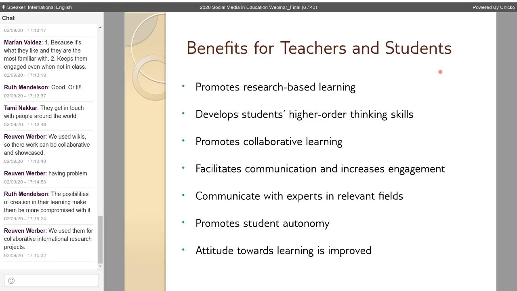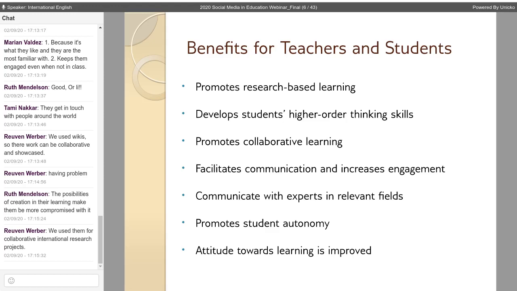Next, students can communicate with experts in relevant fields. It promotes student autonomy. And finally, attitude towards learning is improved. It increases student motivation. Learning is more meaningful, more authentic, more real.